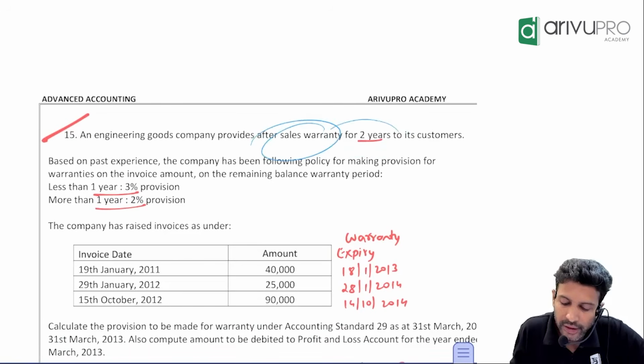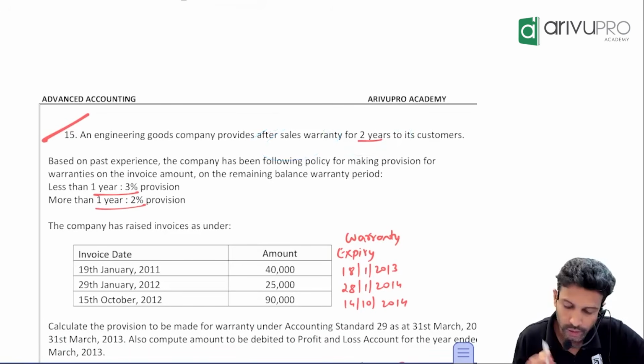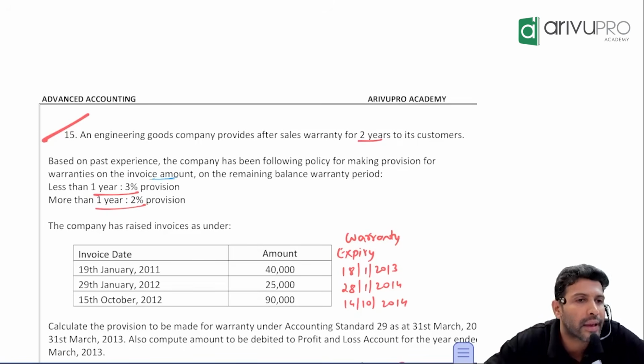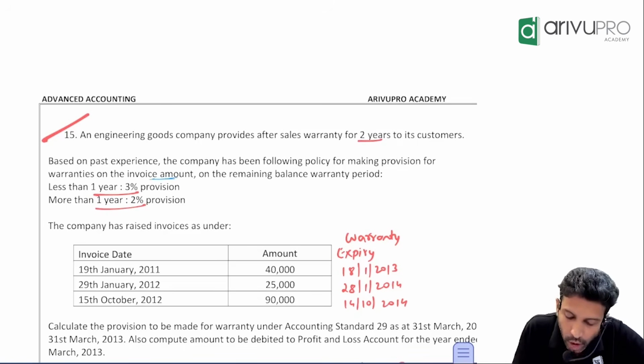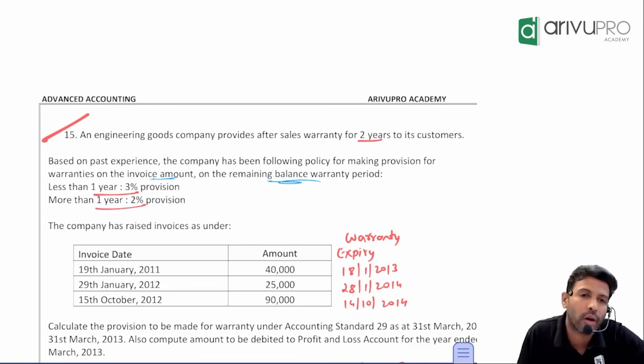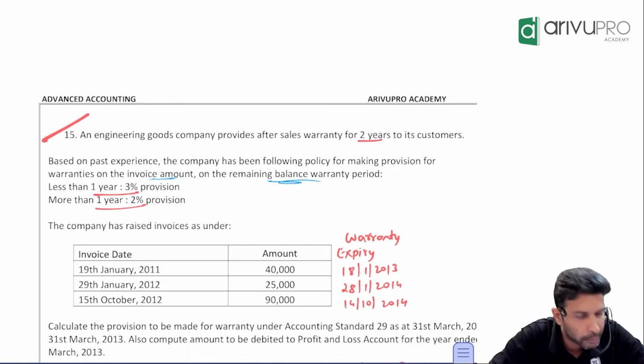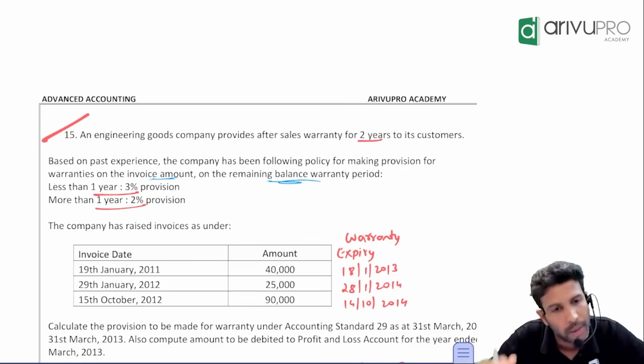Sir, we have given warranty for how many years? 2 years. Based on the past experience, the company is following the policy of making provision for warranty on the invoice amount. On the sales amount, we are making provision. On the remaining balance warranty period, we check how much warranty period is remaining. Based on that, we make a provision.